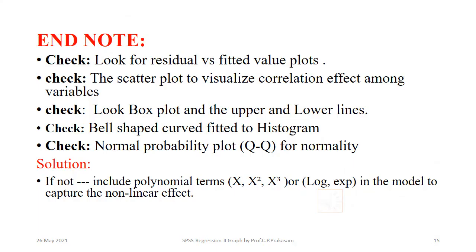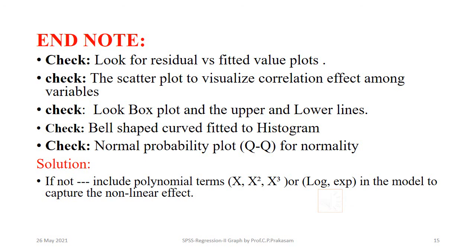In the end note, I would like to bring out what checks you have to make. Look at the residual versus fitted values plot. Then you can find out what the outliers are and decide whether to incorporate them or not. Second is the scatter plot to visualize the correlation effect among all the variables. Look at the box plot and also the upper and lower lines, so that it will give the variations in the distribution of your variable.